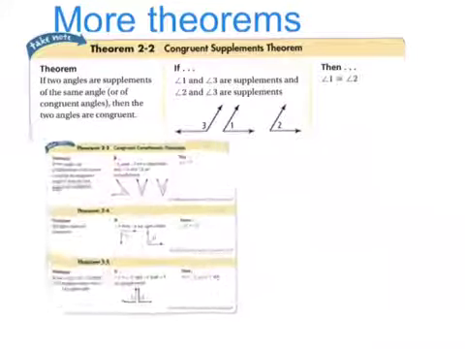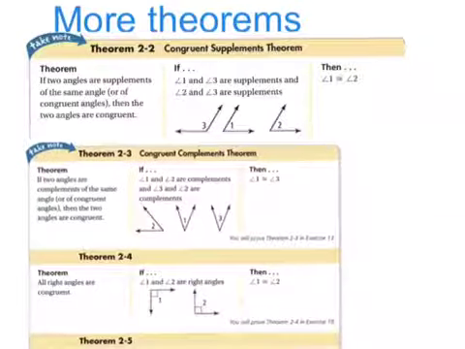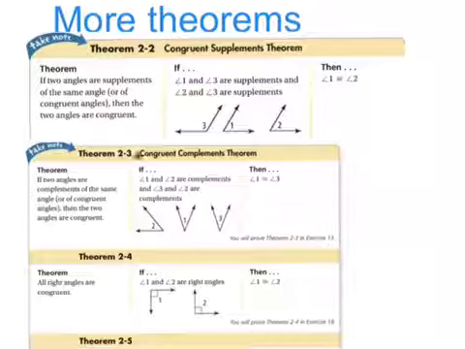Likewise, we have a couple other theorems. We have the congruent complements theorem. The congruent complements theorem says that if two angles are complements of the same angle, then the two angles are congruent. Remember, complements mean that they would add up to 90 degrees. So if angles 1 and 2 add up to 90 degrees, and angles 3 and 2 add up to 90 degrees, therefore 1 and 3 must be congruent.